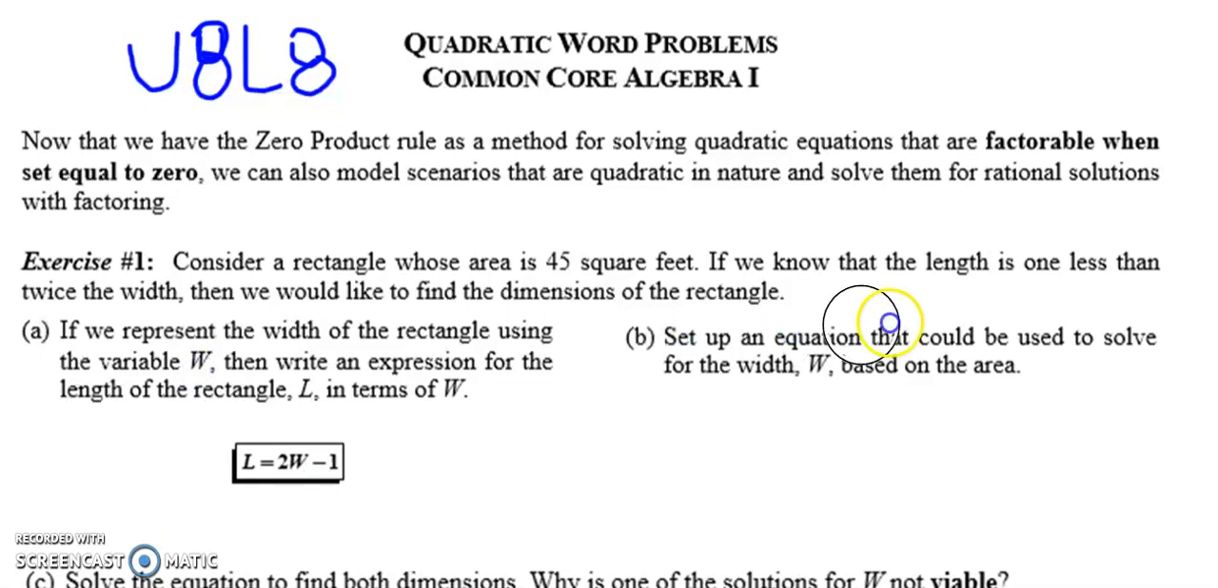Now, set up an equation that we could use to solve for the width based off the area. So if we're trying to find the value of variables, we need to write some type of equation. So could you write an equation based off this information to help us solve for our variable w? So go ahead, hit pause and give that a try now.